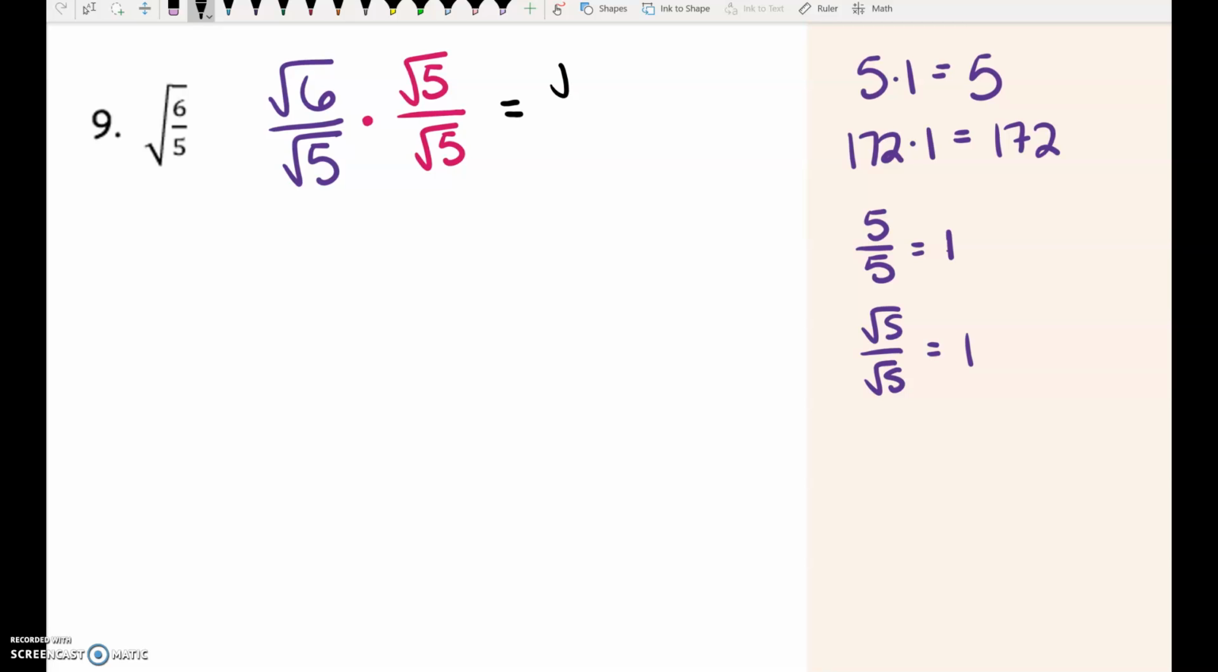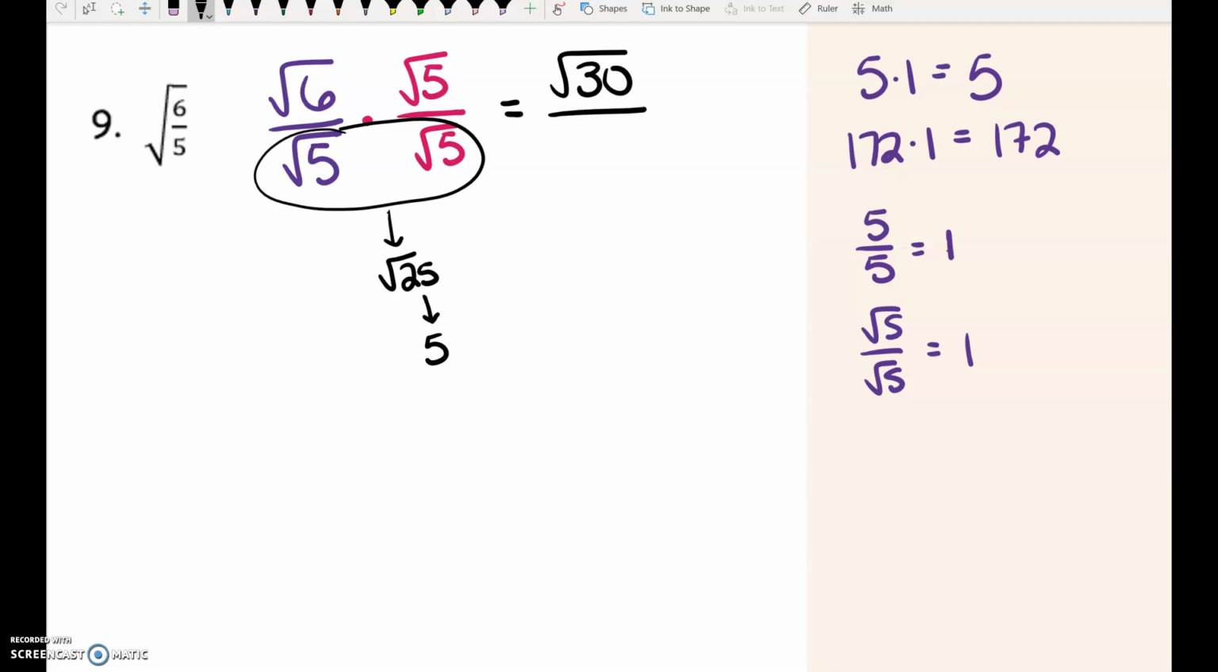On the top, we can do square root of 6 times square root of 5. That gives us the square root of 30. On the bottom, the square root of 5 times the square root of 5 becomes the square root of 25, which is 5. We no longer have a radical on the bottom. The math powers are like, oh yes, this is a much better answer.